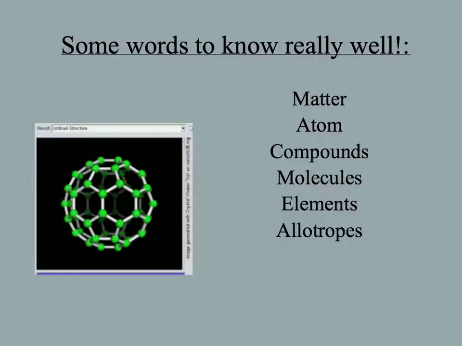Here's a couple of vocab words we really want to learn. As we go through this together, I'd like you to write these words down and make sure they're defined somewhere. And those words are matter, atom, compounds, molecules, elements, and allotropes. Know those inside out, and we'd like to compare and contrast them and know the differences between them.